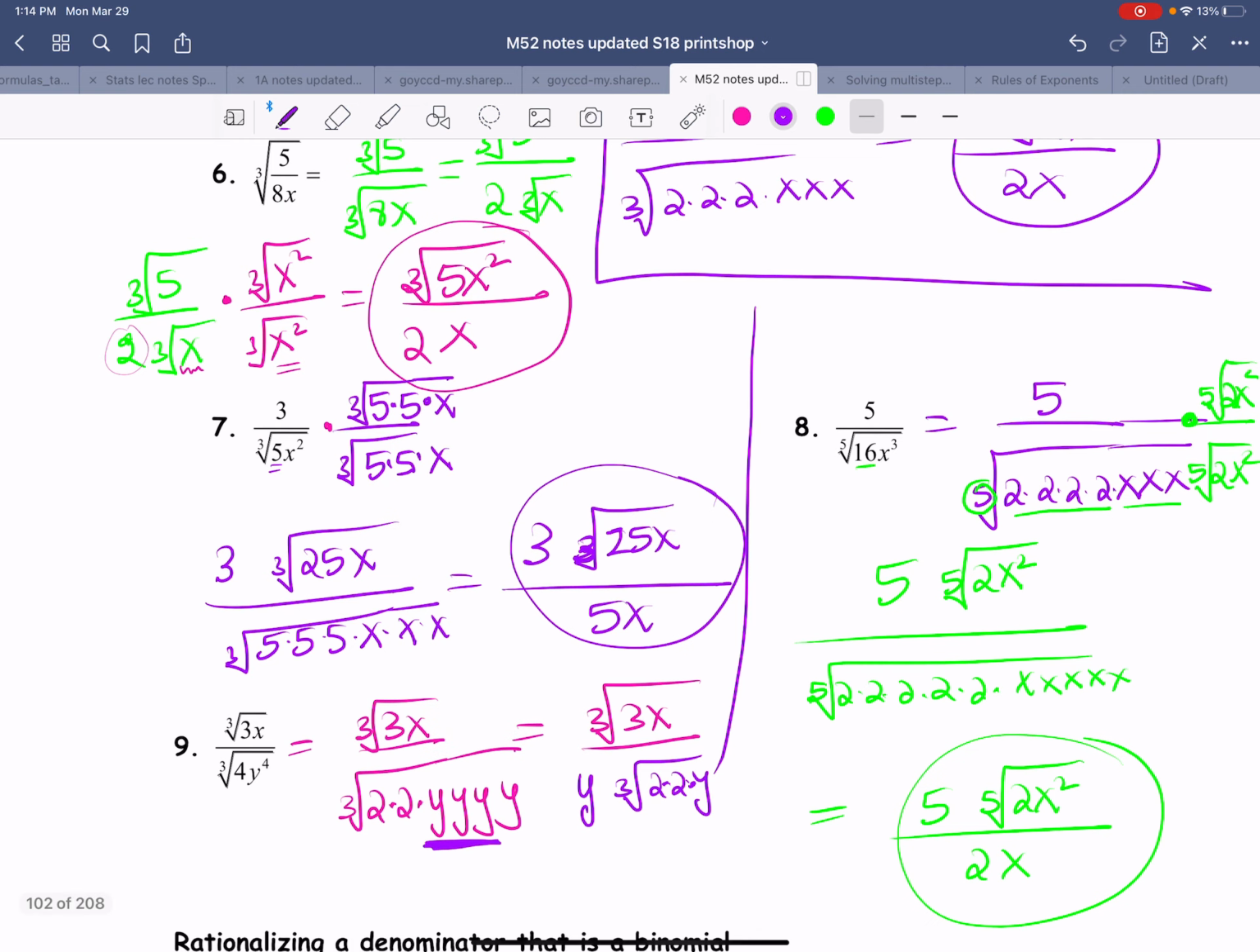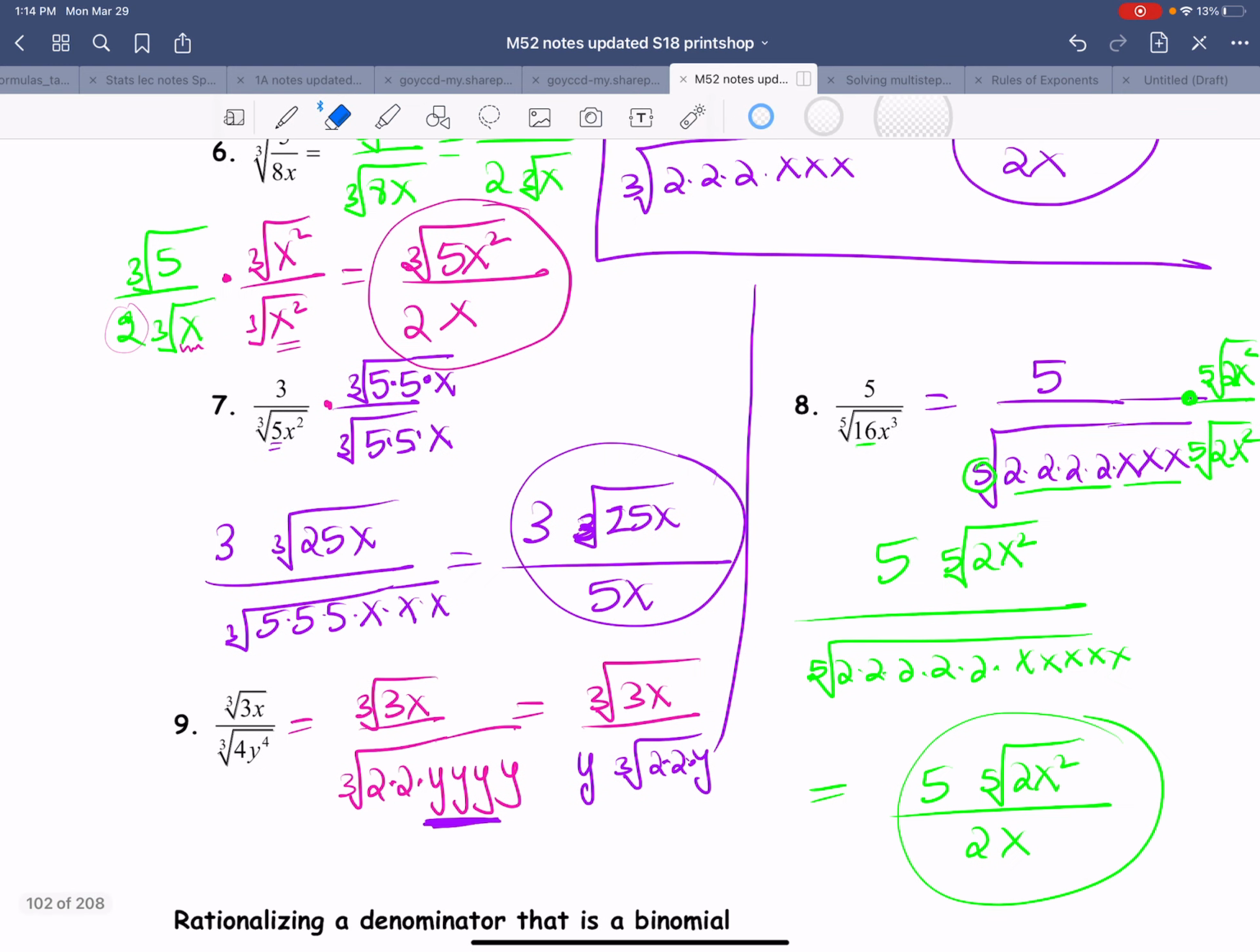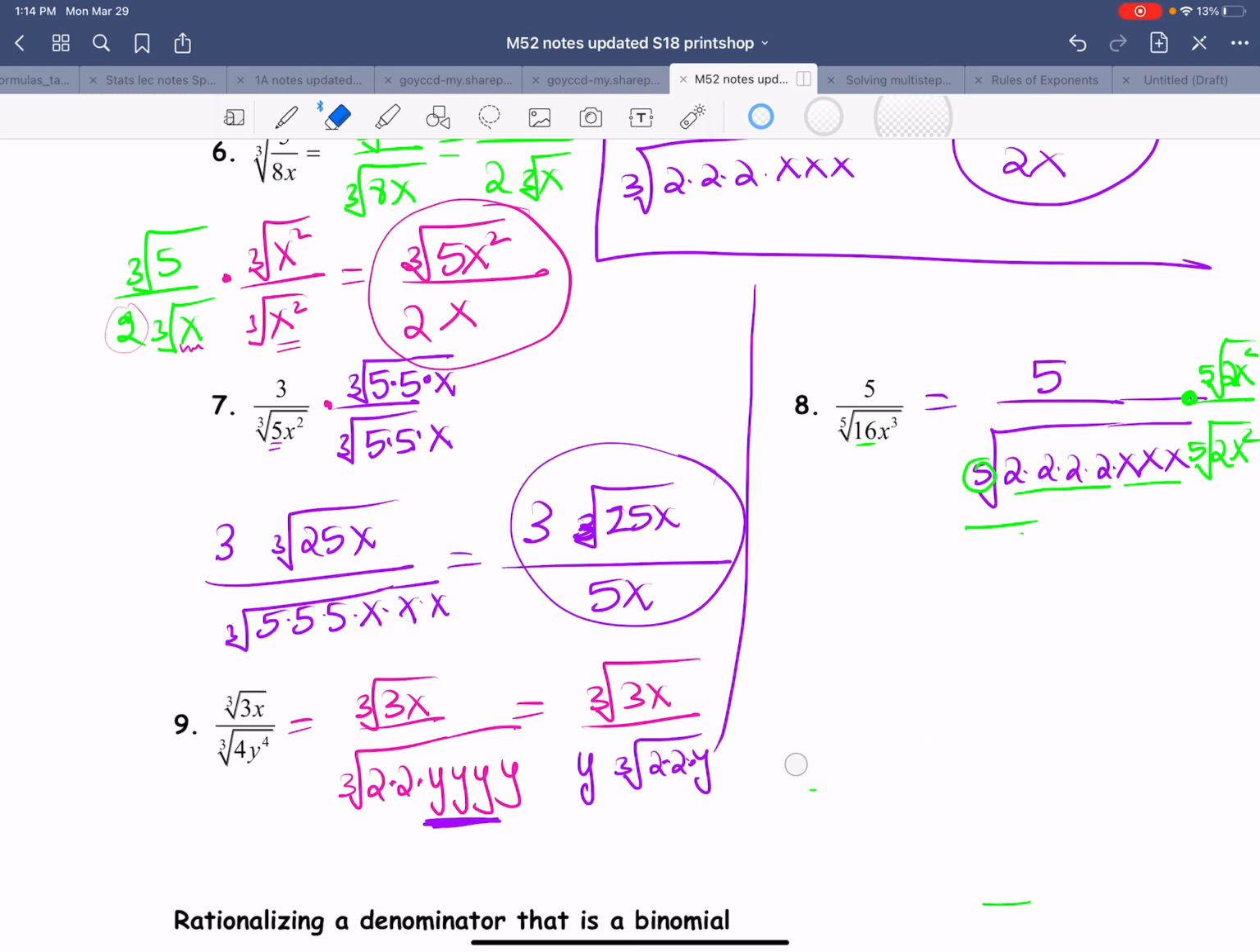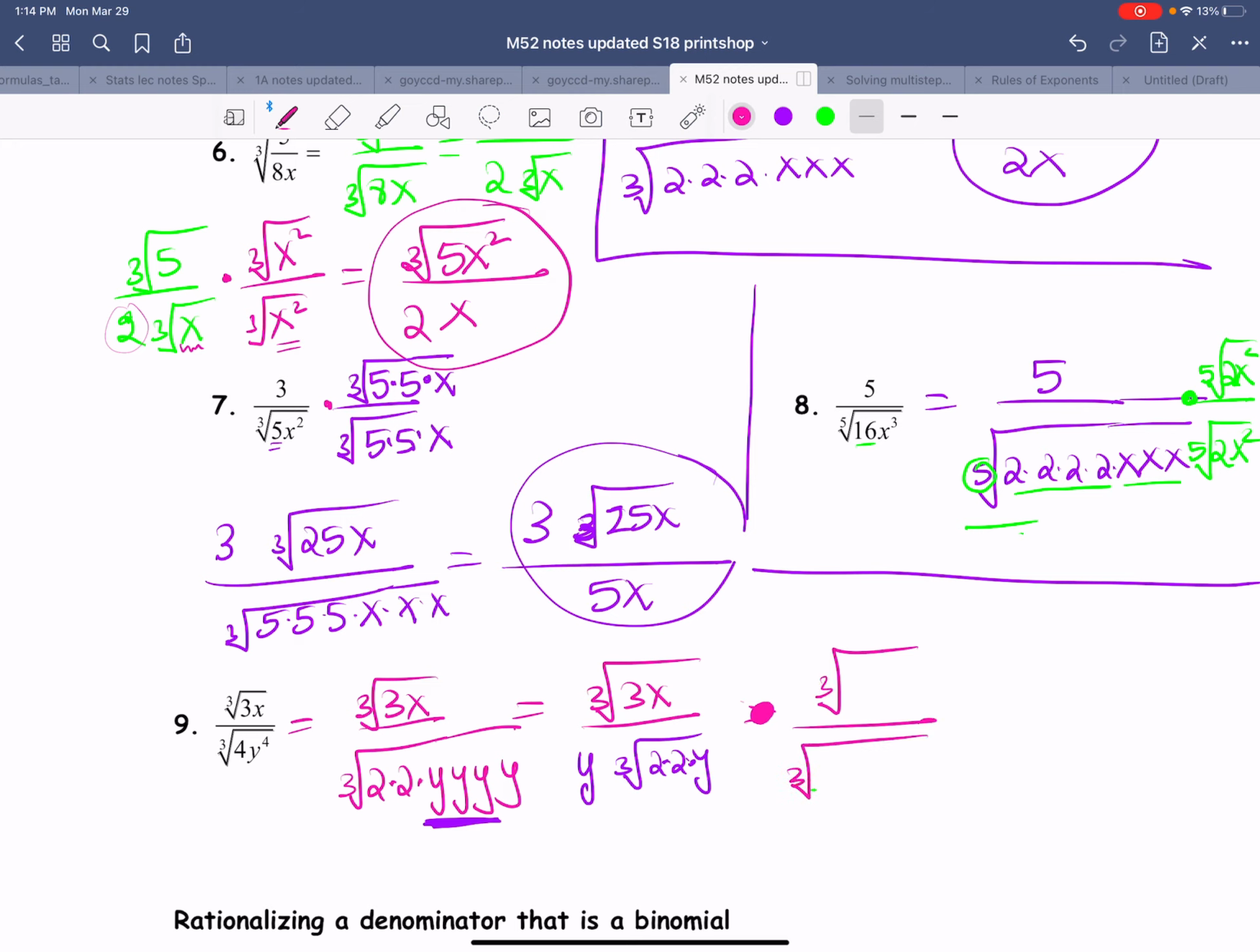Because it's a cube root, I need groups of 3 things inside to be able to pull one out, right? So I'm going to multiply both top and bottom, both numerator and denominator, by the cube root of, I need one more 2 and 2 more y's. Okay, 1 two and 2 y's. 2 y's can be written as y times y, or y squared.